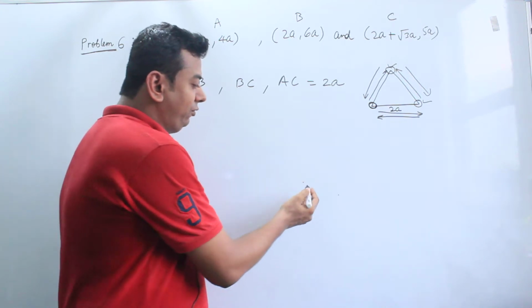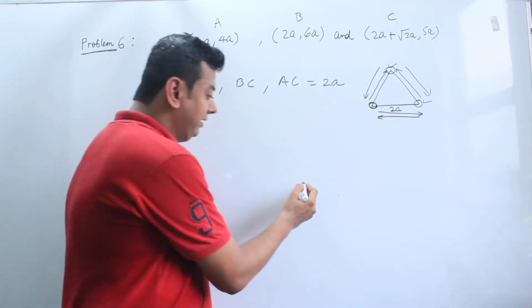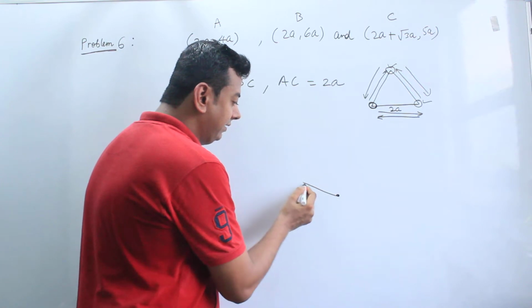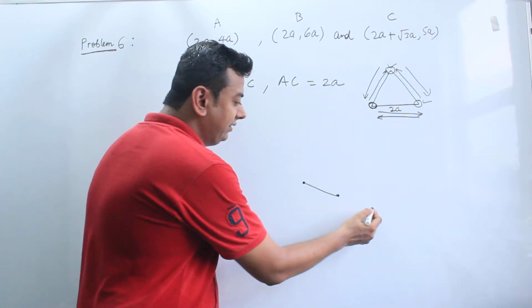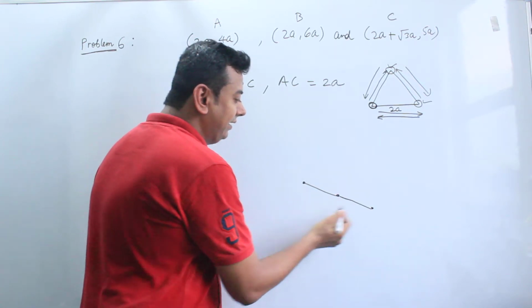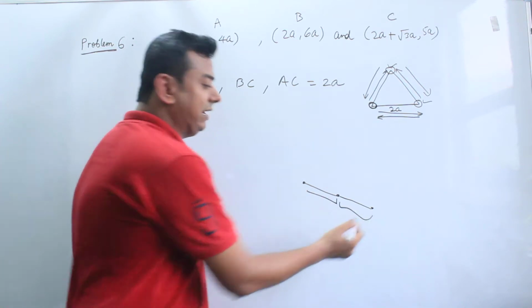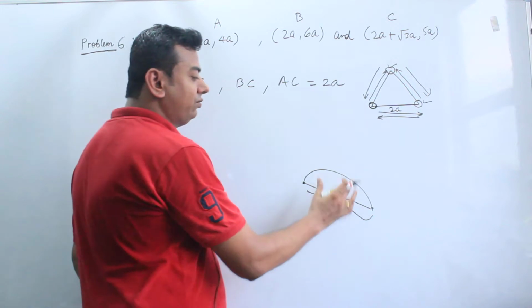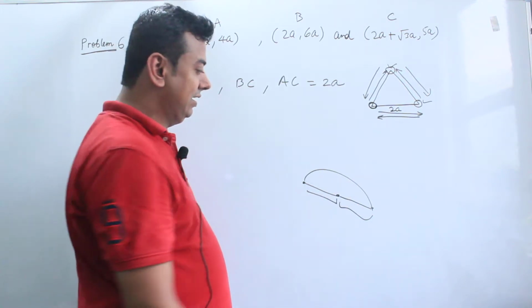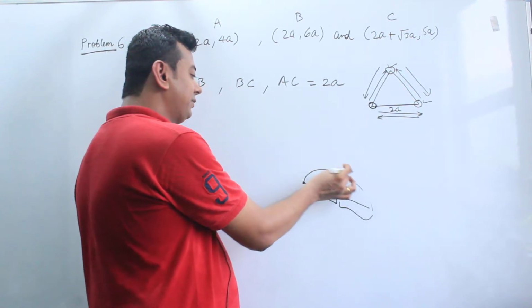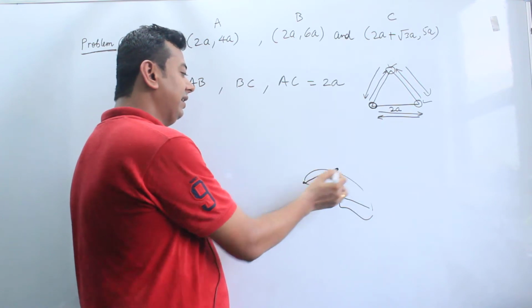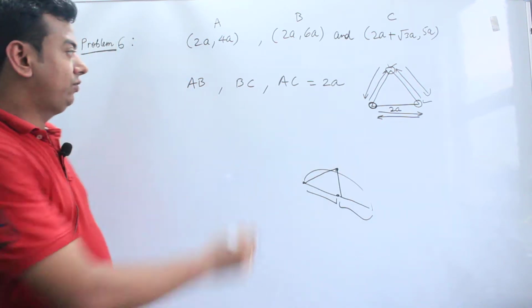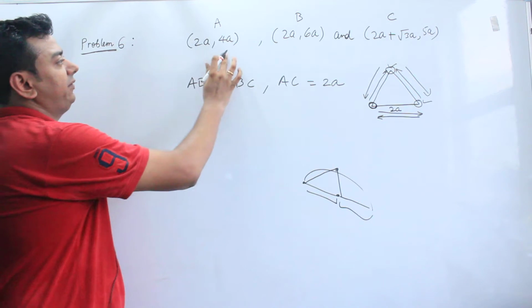If someone thinks that if I put a point here, this distance is the same and this distance is the same, but the distance between these two points is not the same, it is the sum of these two. So what we need to do is move this point to here and check the distance. So let's find out the distance between AB.